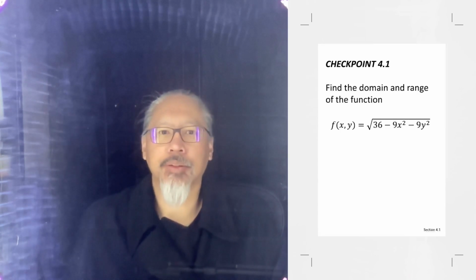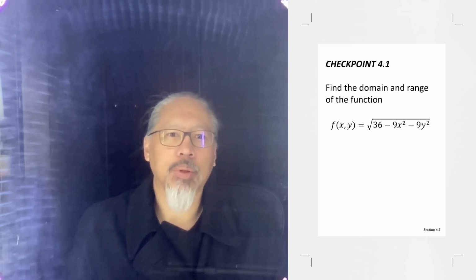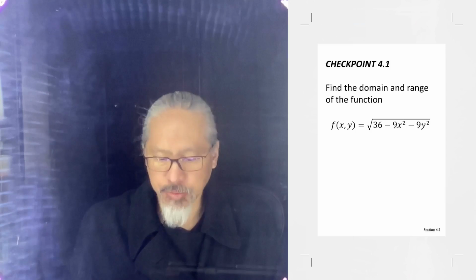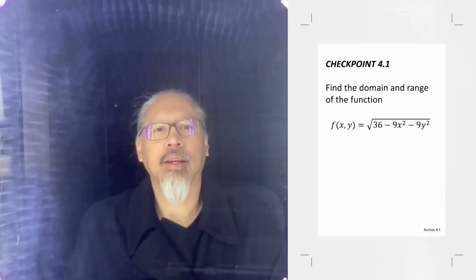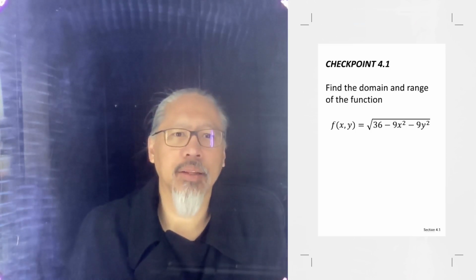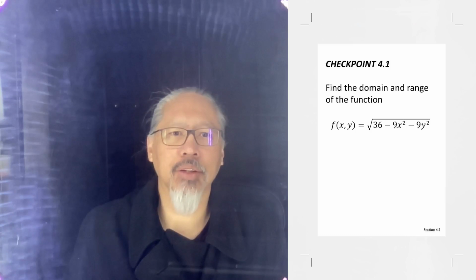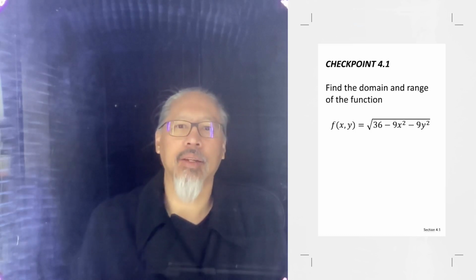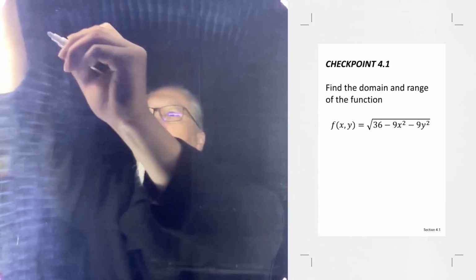My name is Lapuz. In this video we will do checkpoint 4.1, which comes from section 4.1. In this problem they want us to find the domain and range of the function f of x, y equal to the square root of 36 minus 9x squared minus 9y squared. Let's first take a look at this function.